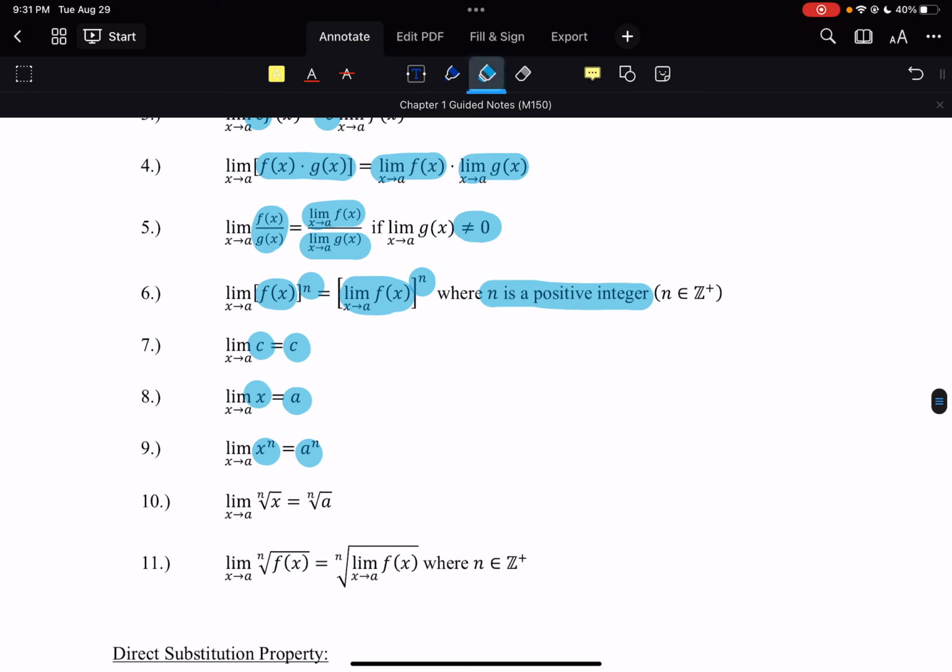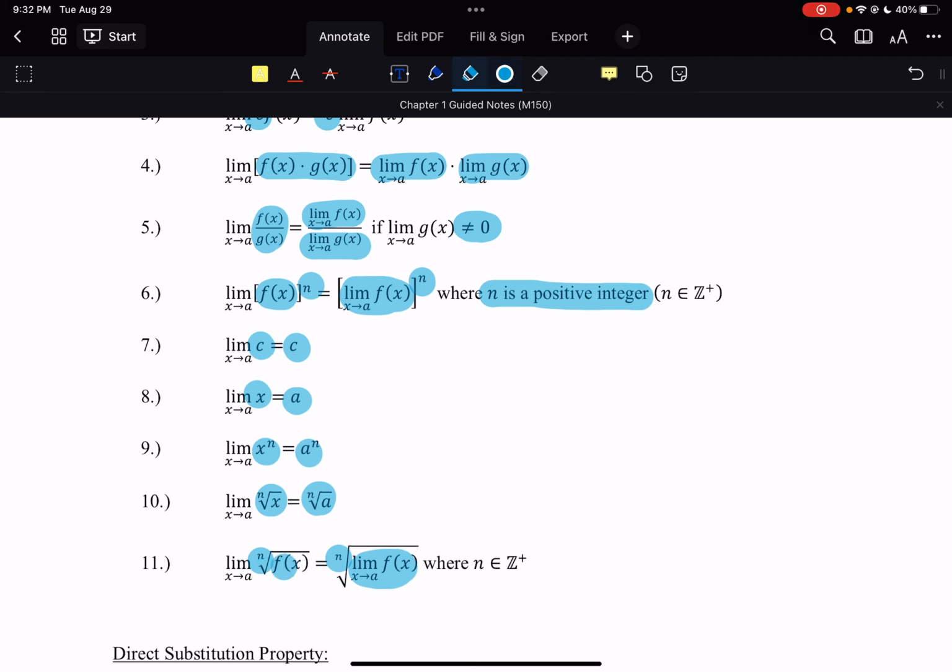Square roots and radicals are also powers. They're fractional powers. So the limit of the nth root of x is the same thing as the nth root of a. And the general principle, again, with powers like number 6 up here, also applies to radicals. So if you have the nth root of f, that's the same thing as taking the nth root of the entire limit instead of taking the limit of the root. And this is where n is a positive integer.